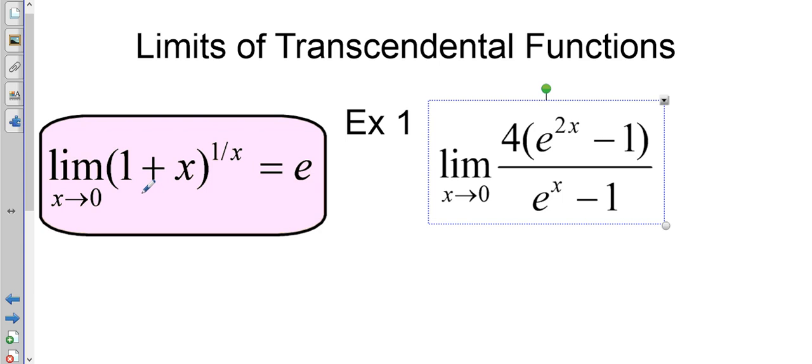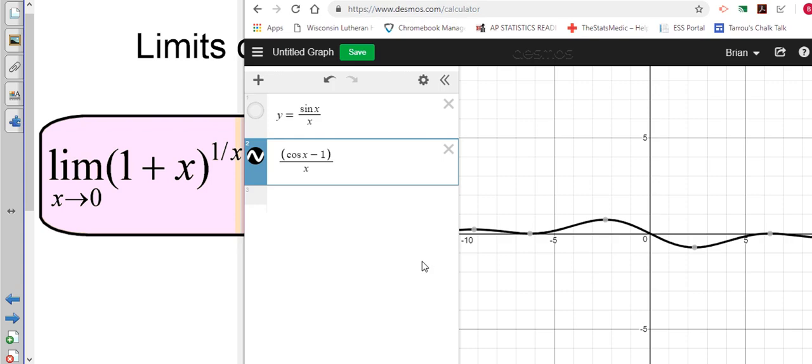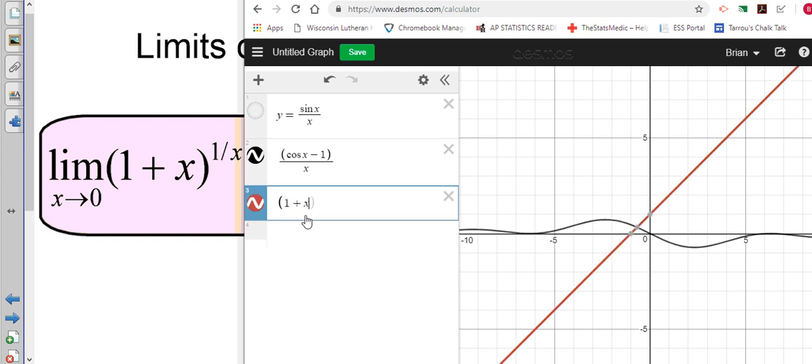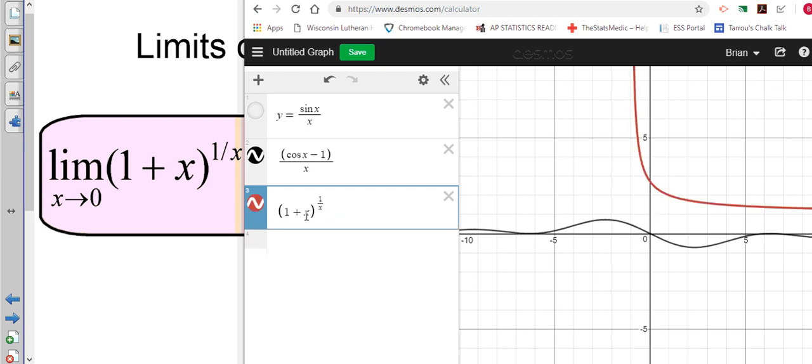But this will eventually come to a value. Just to show you real quick, I'm going to pop up Desmos, and we're going to create another value here. I'm just going to write this in: 1 plus x, then we're going to raise this to the 1 over x power, and we're going to be approaching this value.